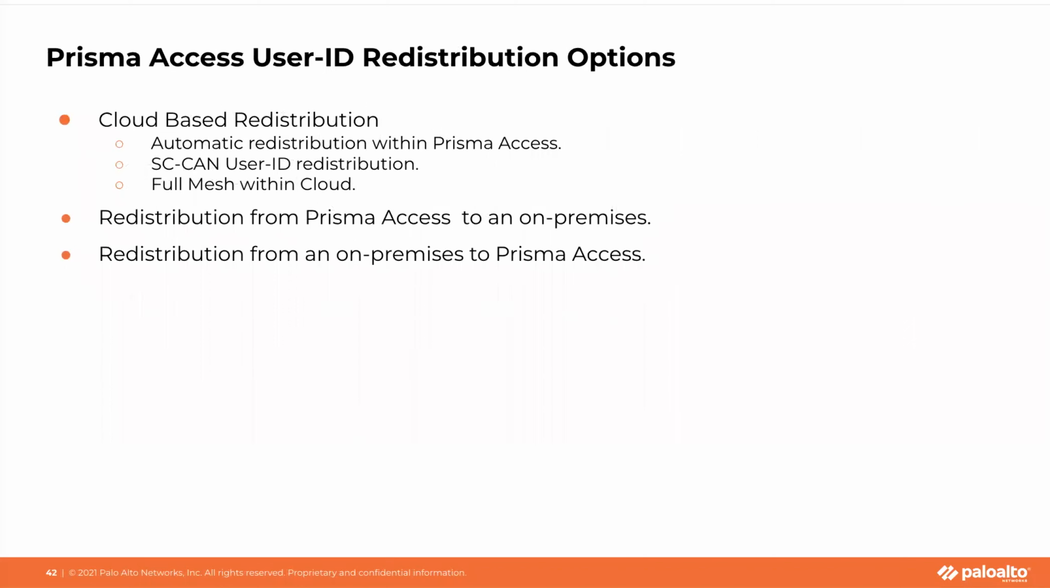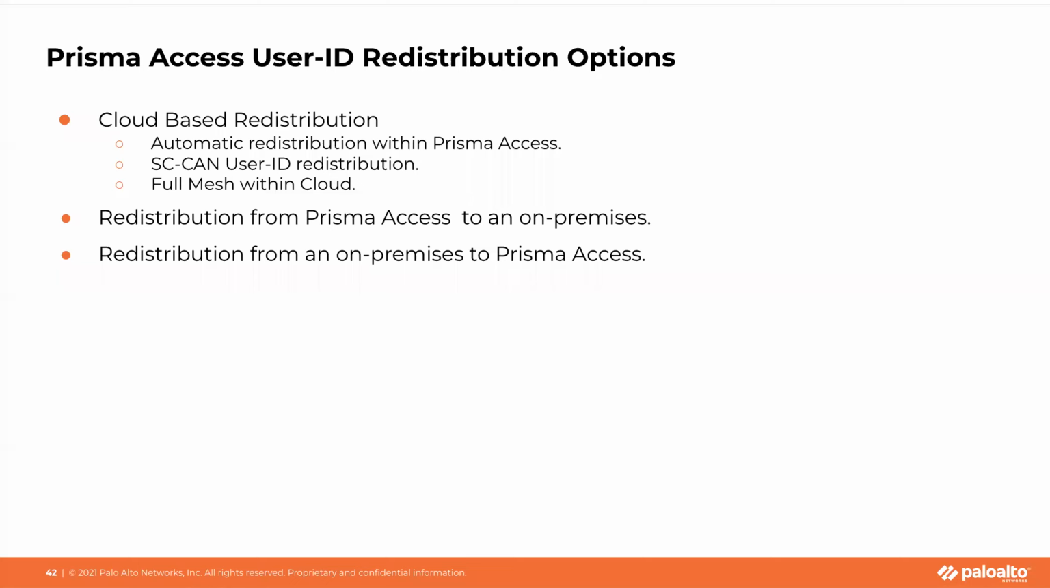For Prisma Access User-ID distribution, there are certain options available. First, cloud-based distribution, where redistribution happens automatically within Prisma Access. Second, service connection or corporate access node User-ID distribution, which is redistribution of User-ID from Prisma Access to on-premises, and from on-premises to Prisma Access.